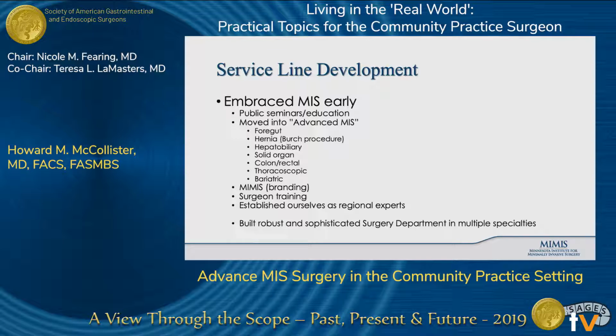And we couldn't do a lot of that foregut surgery until somebody invented a tool that would allow us to do that. But when those things became available, and we worked with a lot of those companies to help them develop those tools, we started moving into the so-called advanced MIS, and we started doing a lot of foregut surgery, and we did hernias, laparoscopic hernias. We spent a lot of time in the preperitoneal space, hepatobiliary, solid organ, colorectal. We did all of those things in an era when nobody else was really doing them.